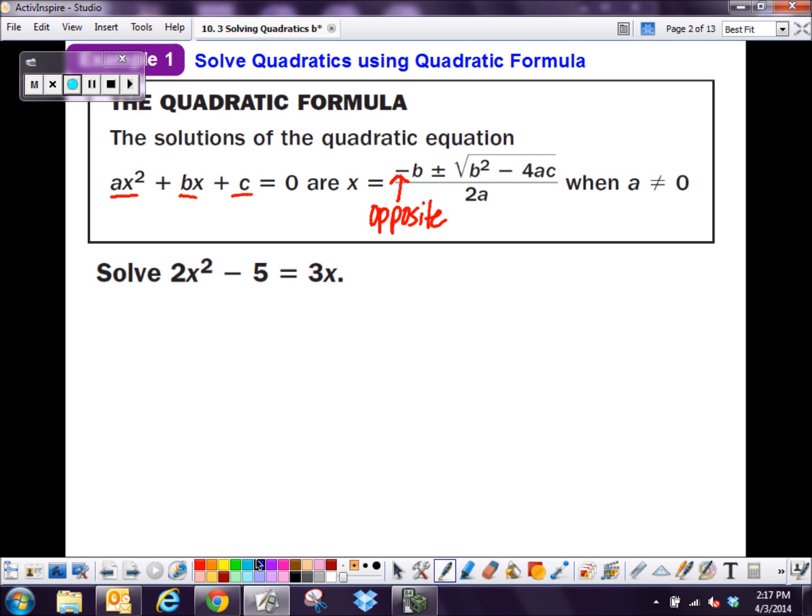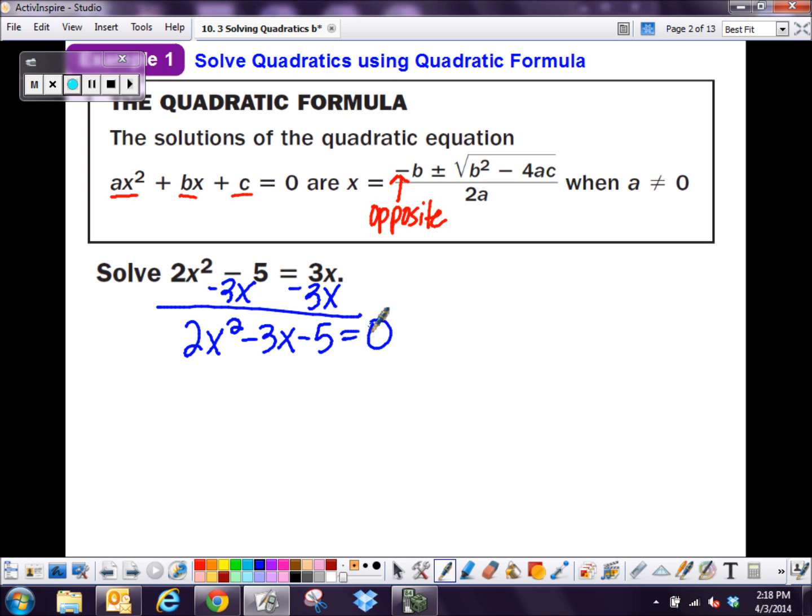All right, so let's look at this problem. Solve 2x squared minus 5 equals 3x. So we definitely cannot even think about factoring this yet until we get it equal to 0. So I'm going to subtract the 3x and move it to the other side. So we have 2x squared minus 3x minus 5 equal to 0. Make sure when you rewrite it that you write it in that standard form. So that minus 3x is going to go in the middle.